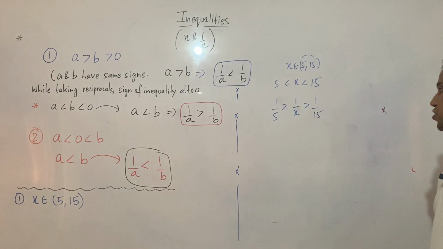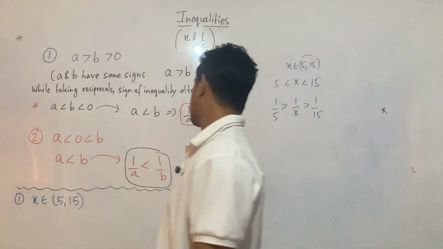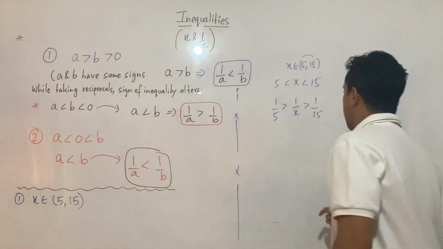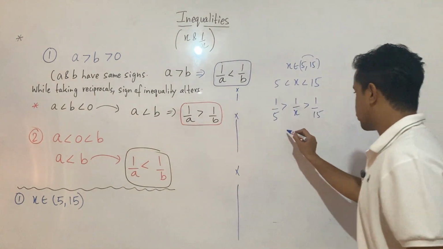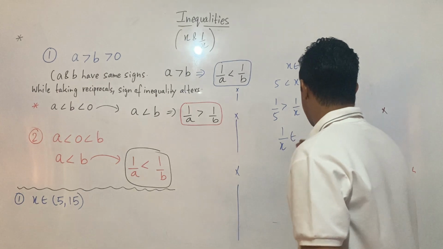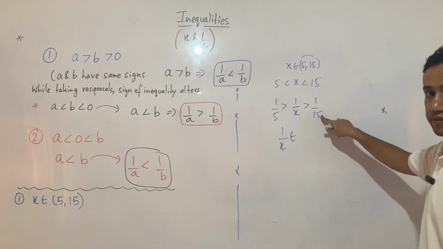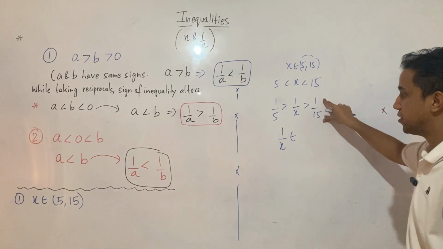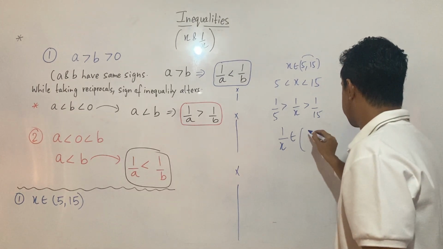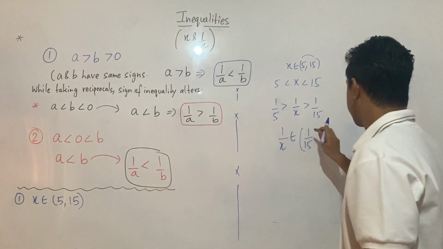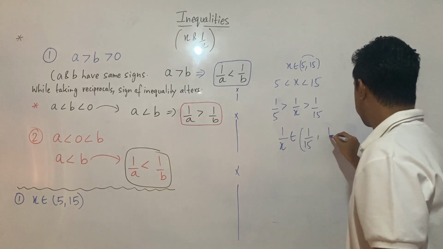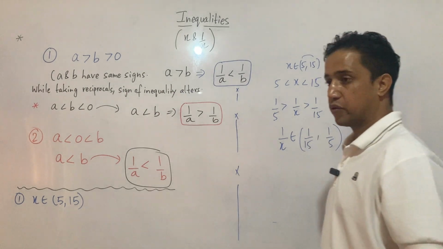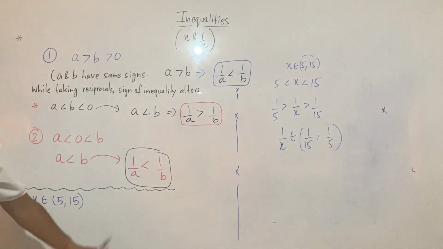Okay, so your 1 over x is going to lie between, now see here, this is the higher number, right? The denominator is higher compared to this, so the overall value will be smaller. So when you represent it here, it will be 1 by 15 to 1 by 5, open interval, 1 over 15 to 1 over 5. All right, I hope you understand it.